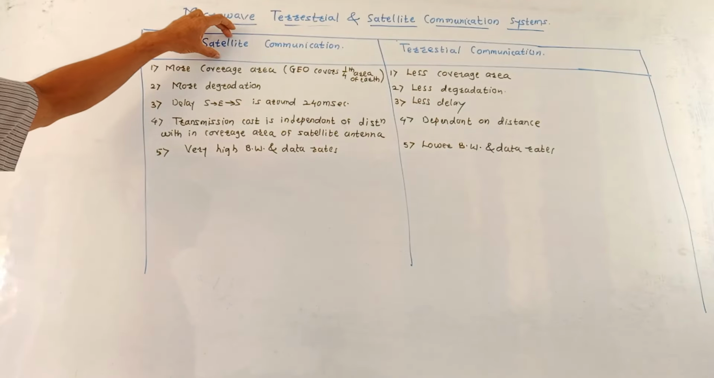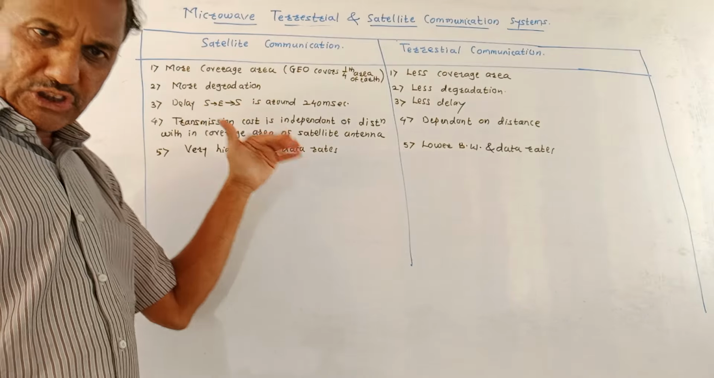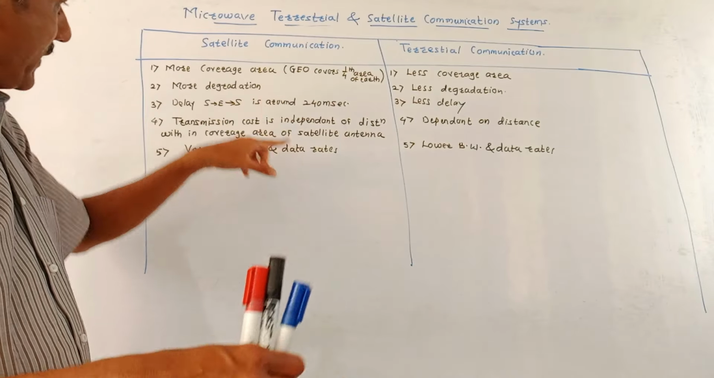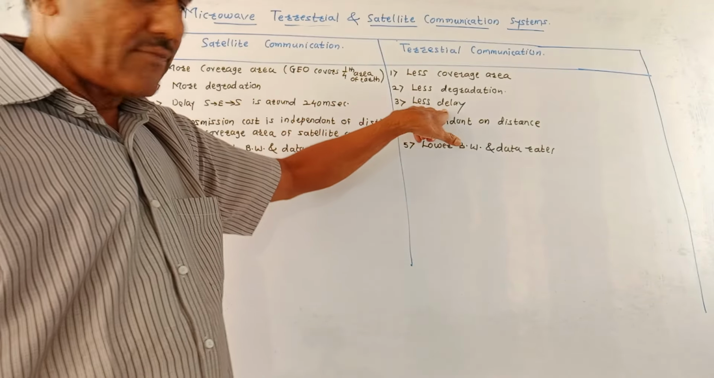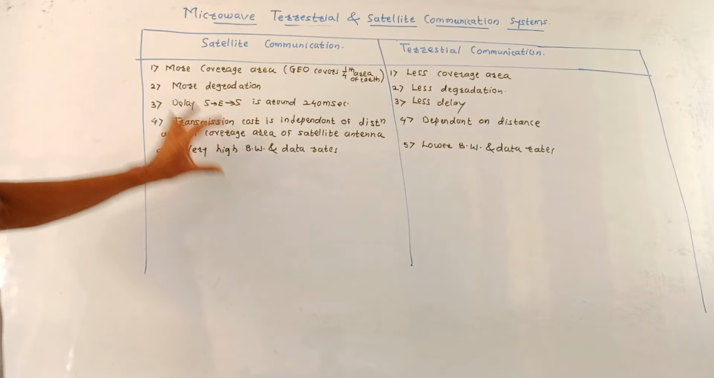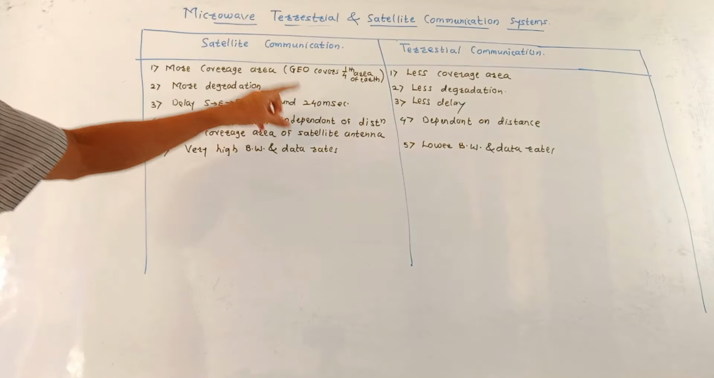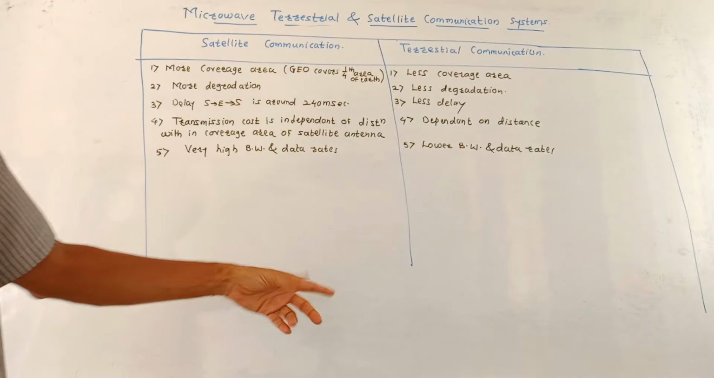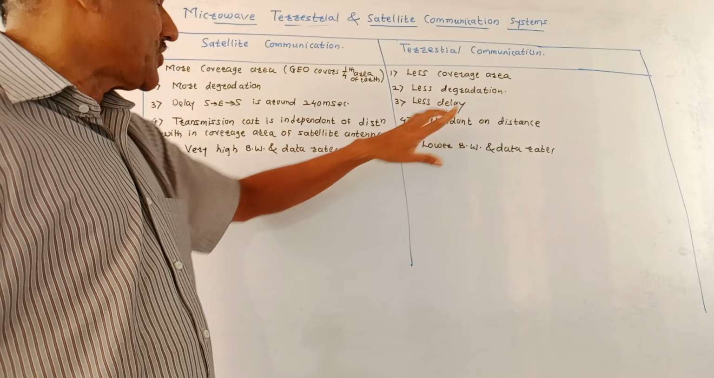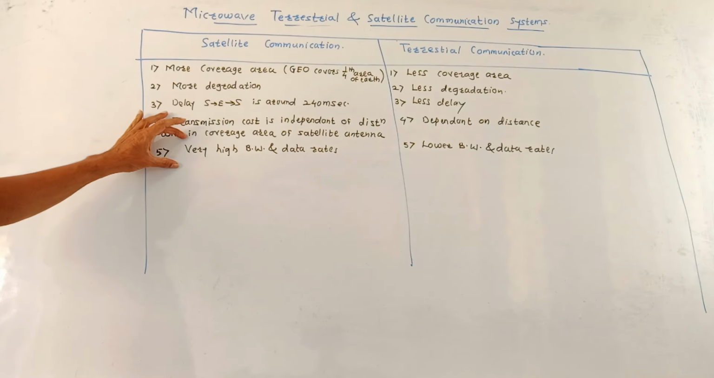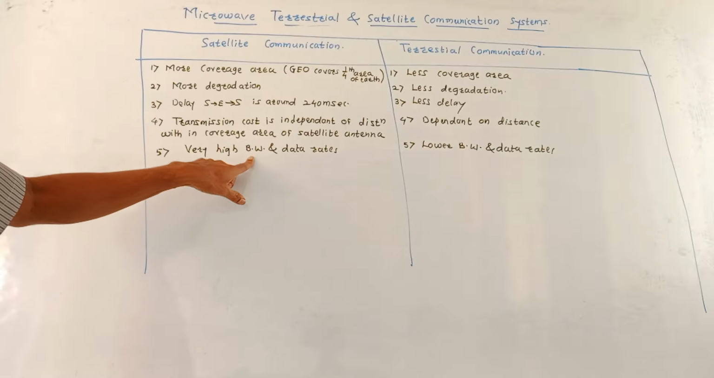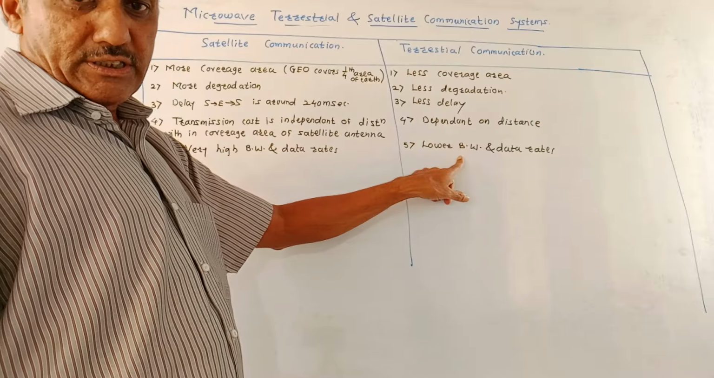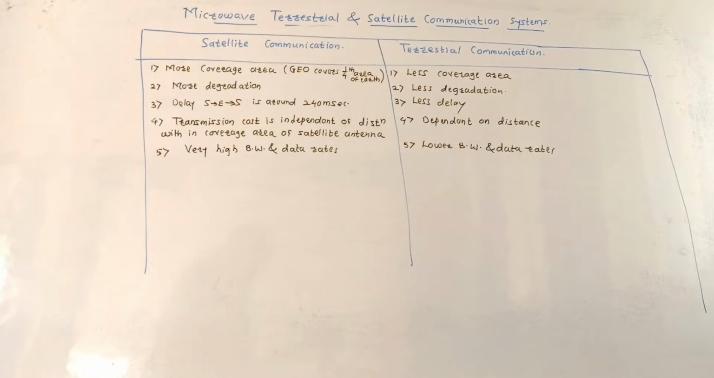Delay: as far as satellite communication is concerned, delay means the signal which is transmitted from the satellite to earth and again back to the satellite, that is one round trip, is around 240 milliseconds, whereas in terrestrial communication it is less. Then transmission cost in satellite is independent of the distance if everything is in the same coverage area, whereas in terrestrial it depends on the distance. Satellite communication supports very high bandwidth and higher data rates. Comparatively, terrestrial communication has lower bandwidth and lower data rates.